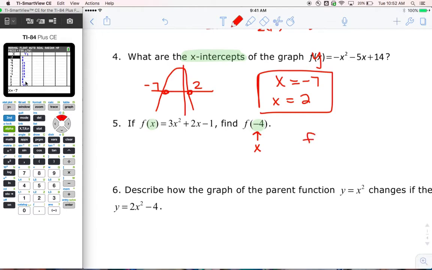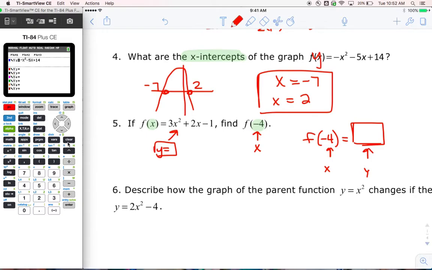So our final answer, f of negative 4 equals whatever, this is going to be a y value, right? They gave us the x value. We need to answer with the y value. I definitely think the easiest way to do this is to put this equation into y equals in your calculator. You can totally do it by hand just by plugging in the negative 4, but it's easier to make mistakes that way. So we got 3x squared plus 2x minus 1.